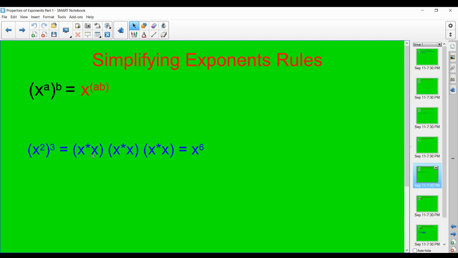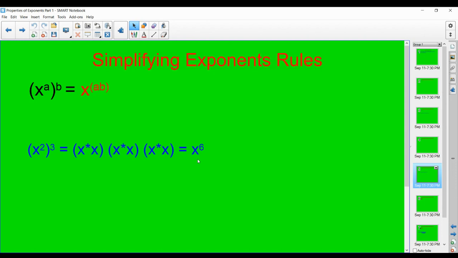So we have x squared, and x squared, and x squared. We have 3 groups of them. Now if we use the first rule we've learned, we can count them up. x times x times x times x times x times x is x to the 6th. Or the shortcut is just 2 times 3, which gets us 6.